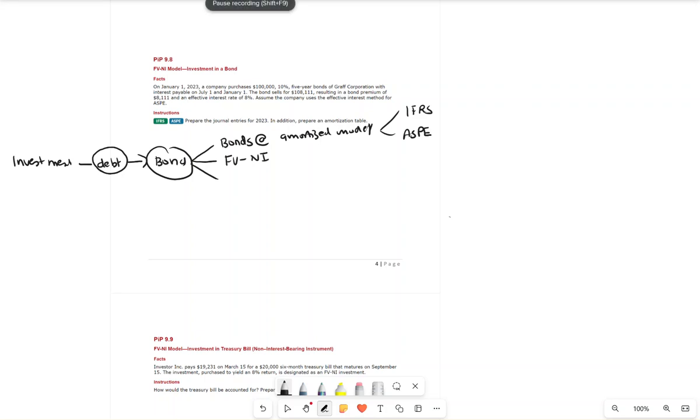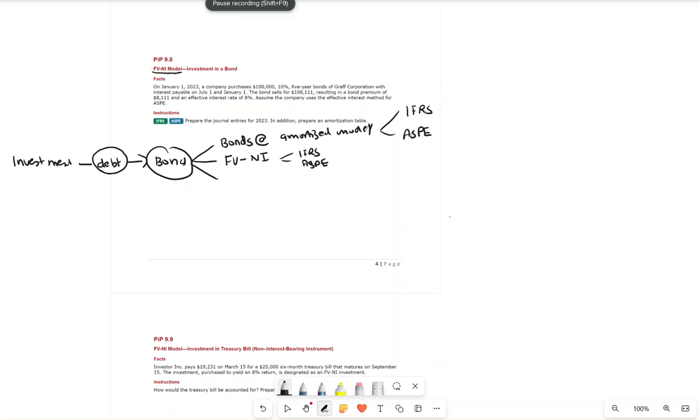Everything is exactly the same. The only thing is we have one extra entry every year end that we have to do, an unrealized gain and loss entry. Again, an IFRS company can have this, and an ASPE company can have this. So that's what the next question is, to record the investment at fair value net income model.